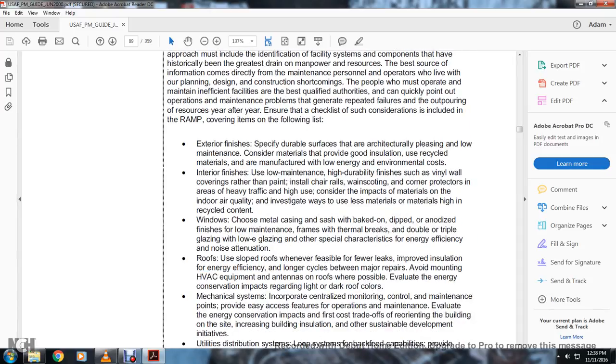Exterior finishes specified by the architectural planning should be low maintenance. Consider materials provided with good insulation, recycled materials, and materials manufactured with low energy and environmental cost. For interior finishes, use low-pressure, low-maintenance, high-durability finishes such as vinyl wall covering rather than paint. Install chair rails, wainscoting, and corner protectors in areas of heavy traffic with high use, and consider the impact of materials on indoor air quality.